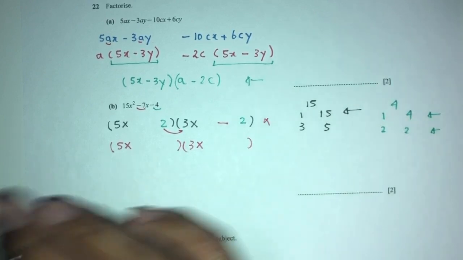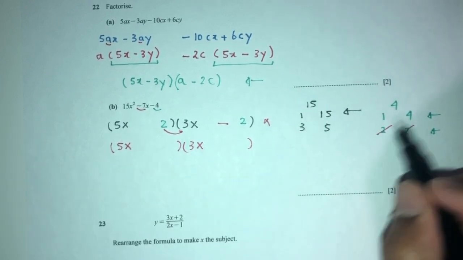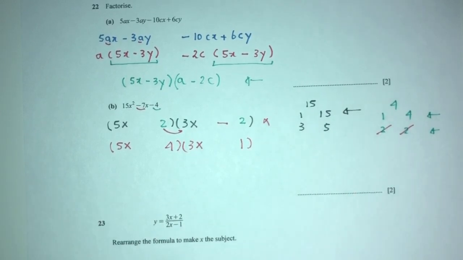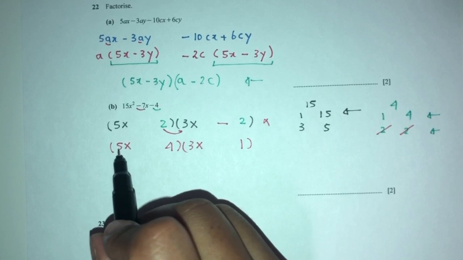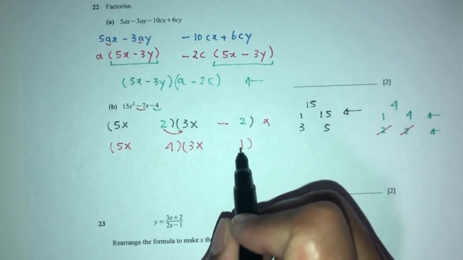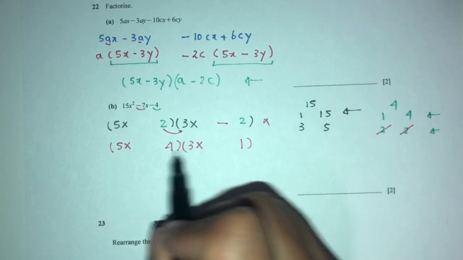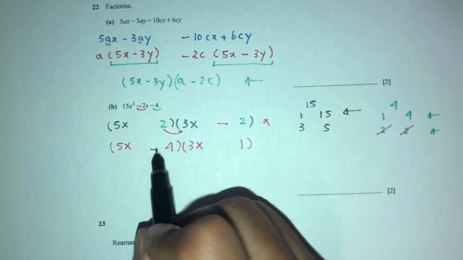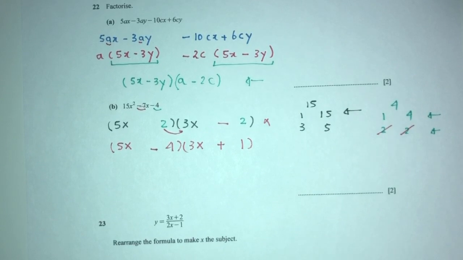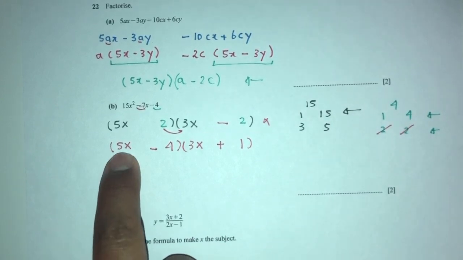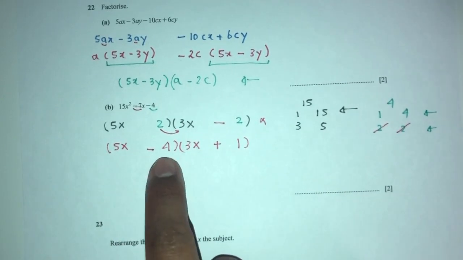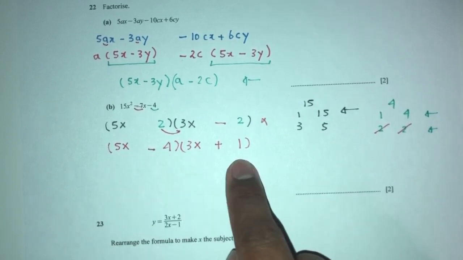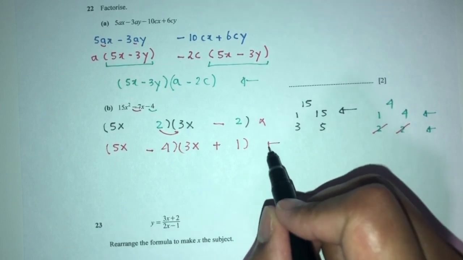So here we tried 2 already, it doesn't work, so we don't use this one. I can try 4 here and 1 here. Right. So here we have 5x times 1 is 5x. Here we have 12. We need to have minus 7. I can use minus 12 plus 5, if that makes sense, because 5x times plus 1 is plus 5. Minus 4 times this will be minus 12. So minus 12 plus 5 will give you minus 7. So this is the right factorization.